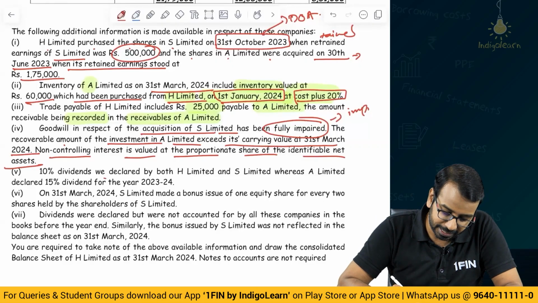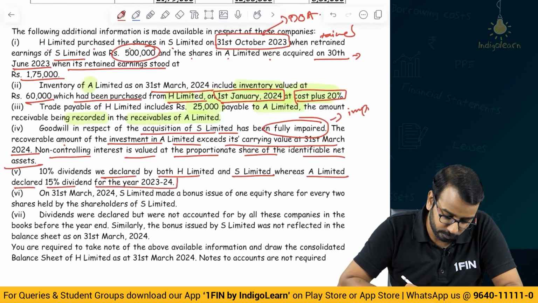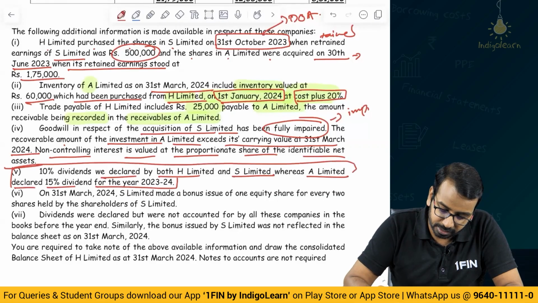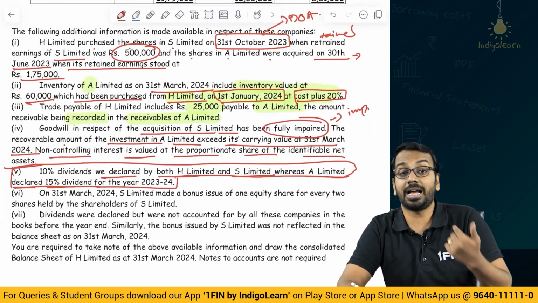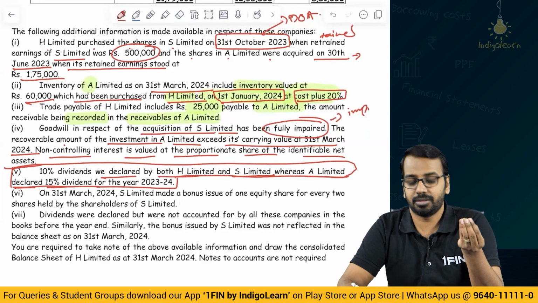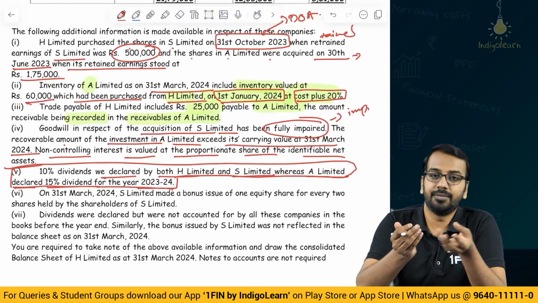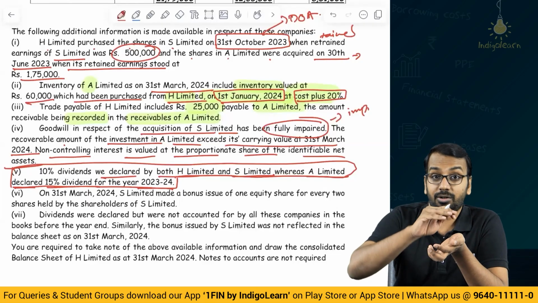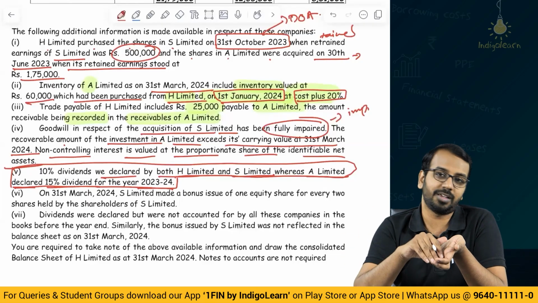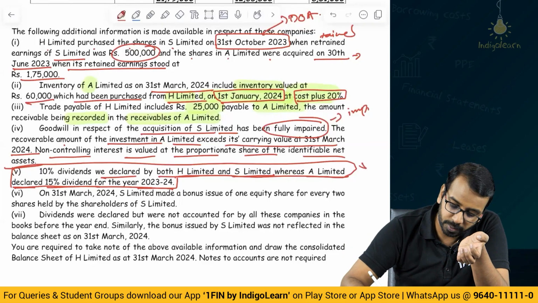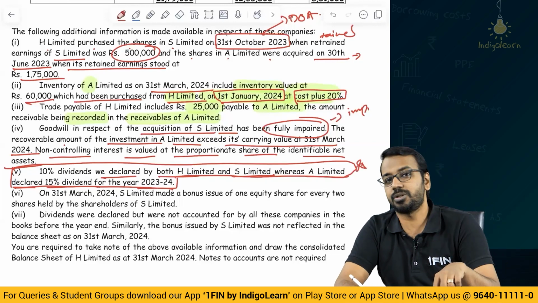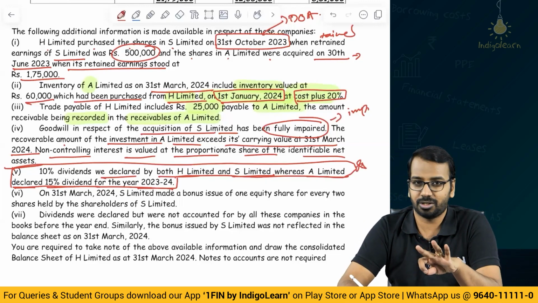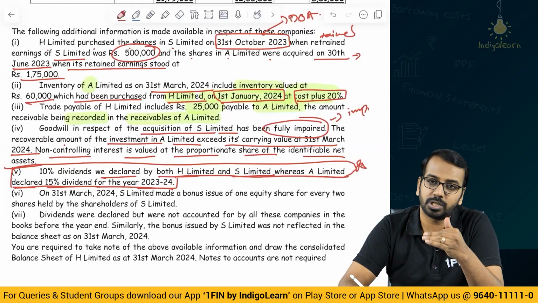10% dividends were declared by both H Limited and S Limited, whereas A Limited declared 15% dividend for the year 23-24. Now, here this is an exam question. Now, there is lack of clarity as to when did they declare. See, when you say 23-24, if it is interim declared dividend, then you would have declared and paid. If it is a final dividend, it would have happened in the subsequent financial year, not in the same financial year. So, here we have to make some assumption, and even in the institute suggested answers, they have given 3 suggestions or 3 treatments, and you could choose any one of these.